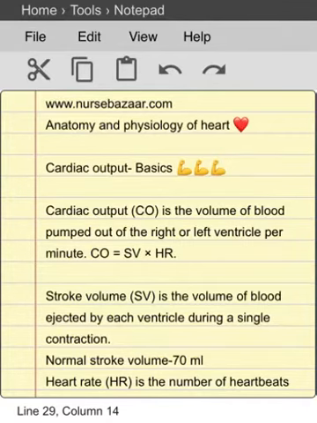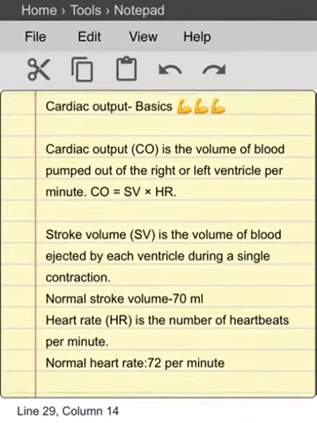which means per minute, a volume of blood is pumped out of your right or left ventricle. From your right or left ventricle, a volume of blood is pumped out. The amount is known as cardiac output.